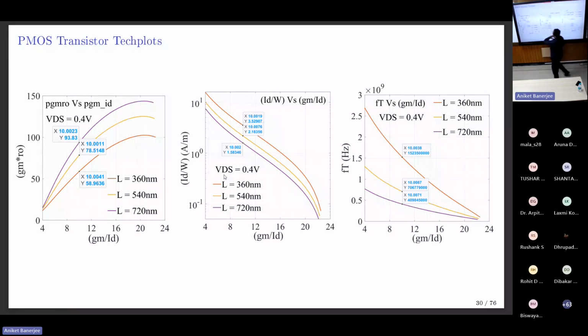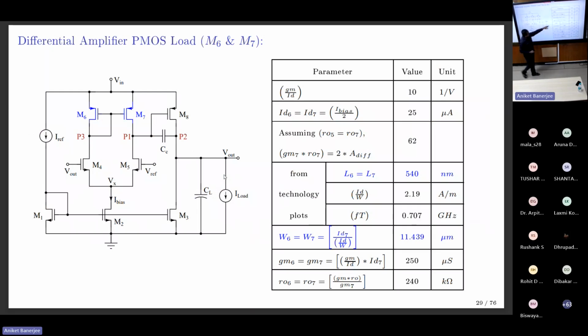So this is the P-MOSFET transistor tech plot. This is the GM-RO intrinsic gain plotted versus GM by ID. GM by ID is fixed as 10, and I pick the length for which I get 62. In this case, say this is 540 nanometer. If there were multiple length points available, I would have chosen a much smaller one. So I know the length to be 540, whereas in the previous case it was 720 or something like this.